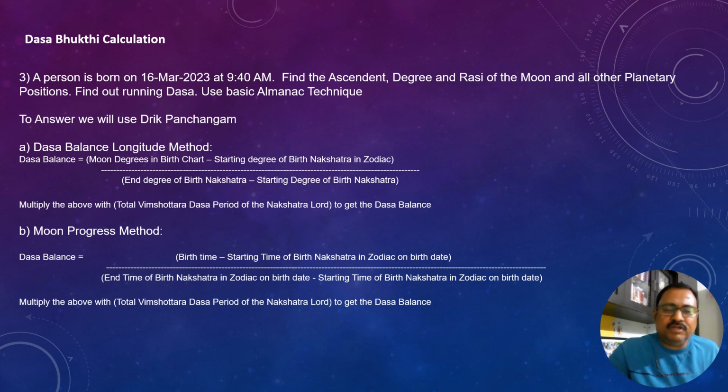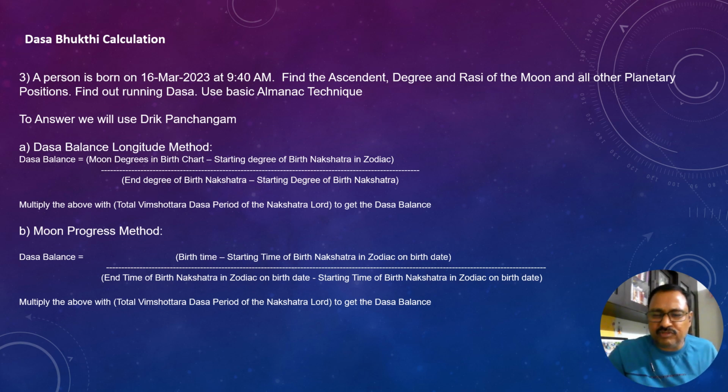There are two ways you can calculate. One is the longitudinal method, which is more mathematical, using the table of longitudes. On a given day, take the moon longitude in the birth chart and subtract from it the starting degree of the birth nakshatra in the zodiac. Let's say the moon is present for somebody at 5 degrees of Ashwini. Ashwini starts from 0 degrees 0 minutes 01 seconds, but this person is born at 5 degrees of Ashwini nakshatra. That means the moon is present in the 5th degree of the Ashwini nakshatra.